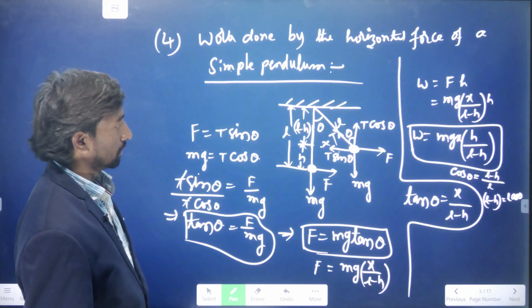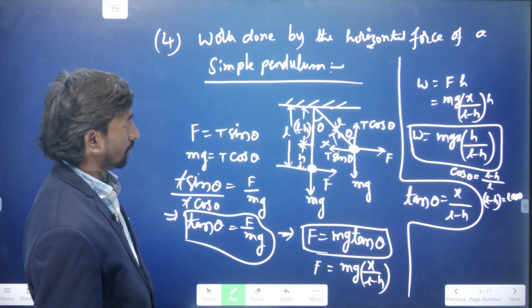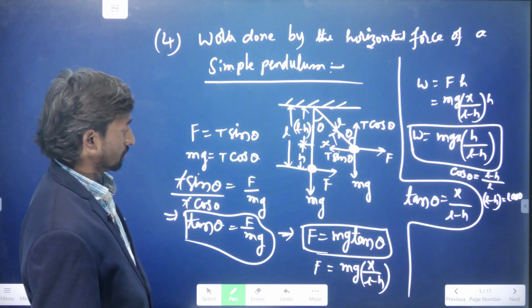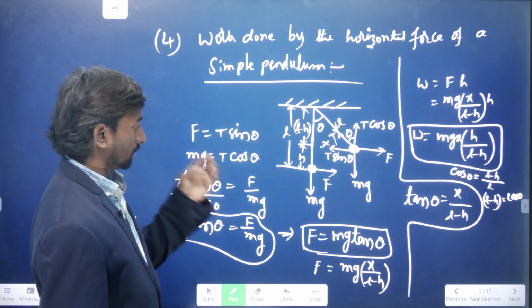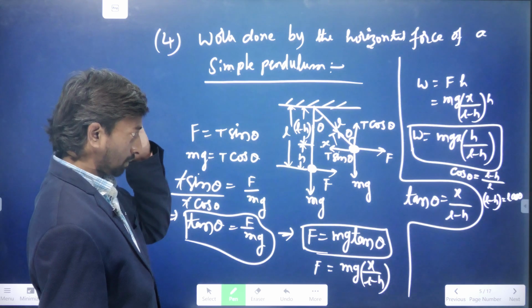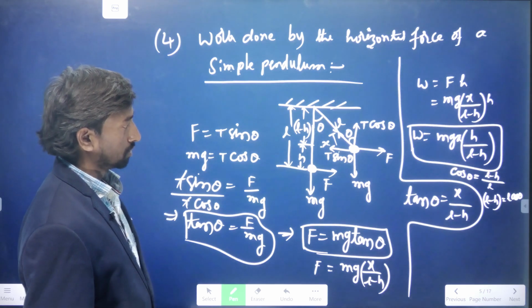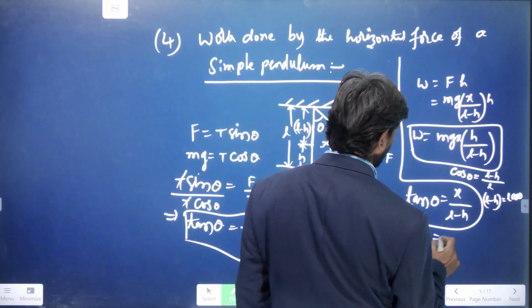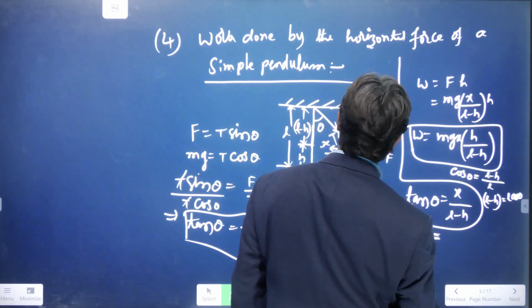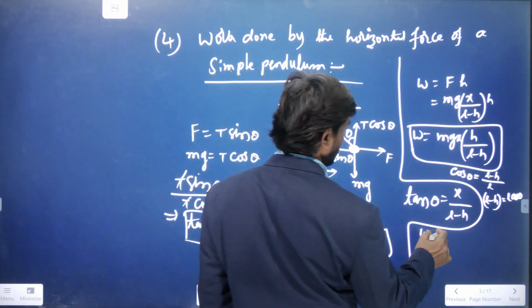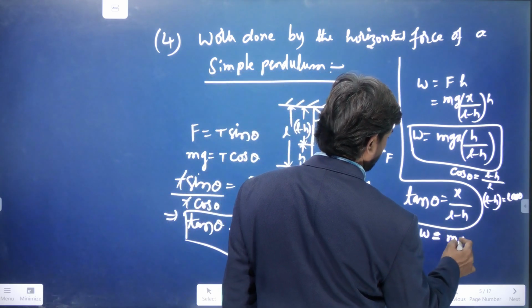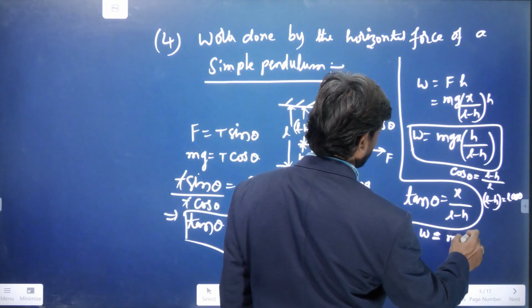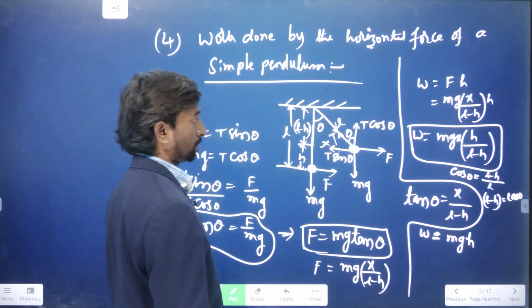So now here H is equal to the horizontal force. What we got there, horizontal force F is equal to mg tan theta. We can write W is equal to F. So the weight is mg, so mg is acting here, mg into the displacement, which is H here.